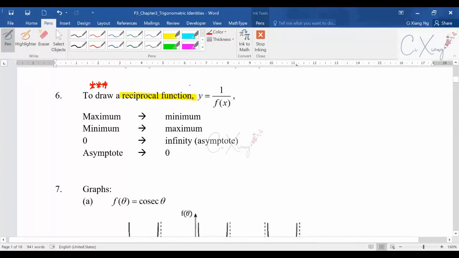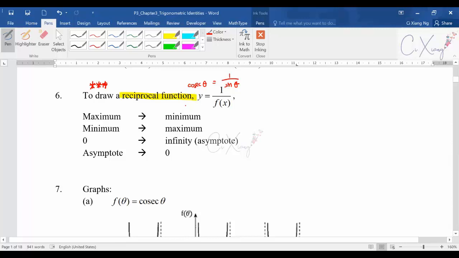So if you want to sketch cosecant theta, it is equal to 1 over sine. Your original function is sine, so you need to draw the sine graph first so that you can convert it into cosecant theta. This is what we call a reciprocal function. Why is this method important to me? It is because I don't like to memorize the cosecant, secant, and cotangent graphs.